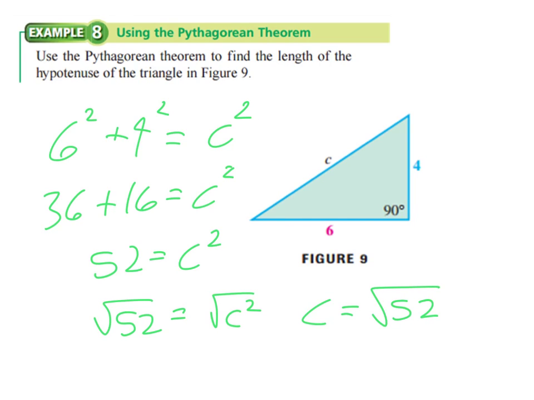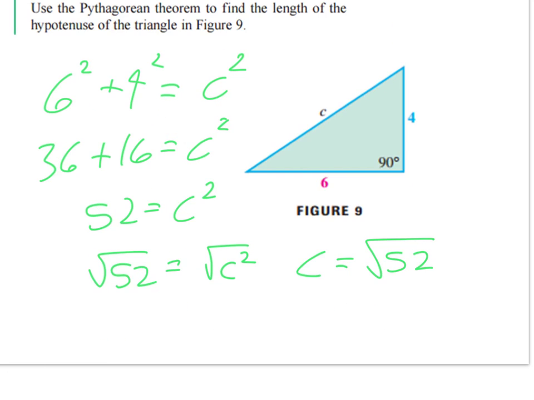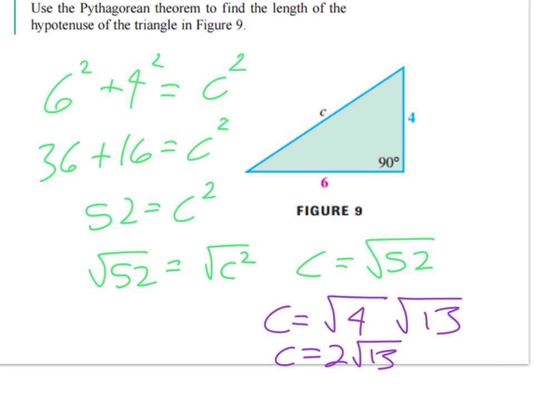and then we would look to see if we could reduce that at all. And there is a perfect square that goes into 52. 4 goes into 52 13 times. Square root of 4 is 2, so the length of the hypotenuse would be 2 times the square root of 13 when we reduce that down.